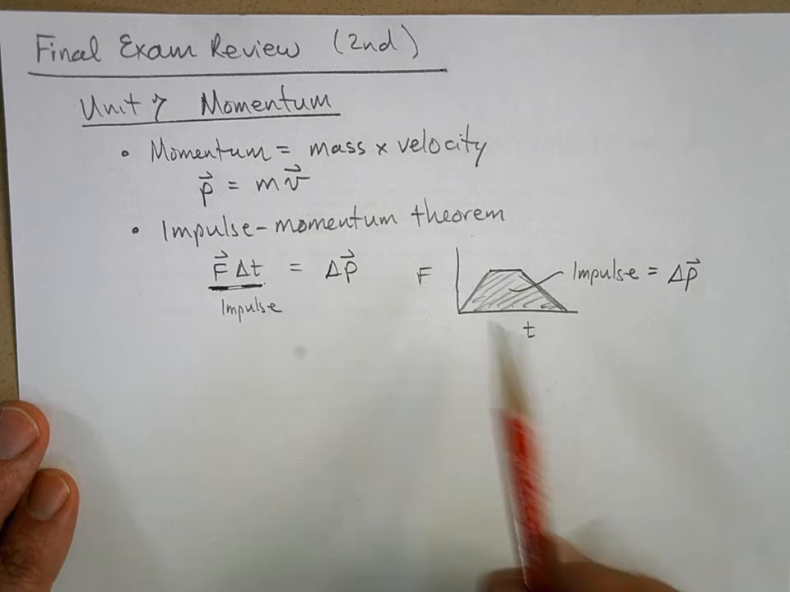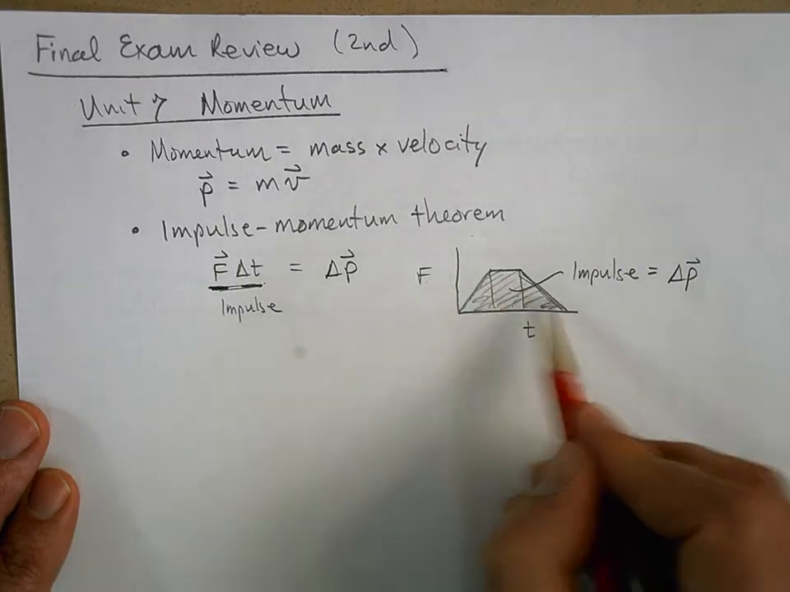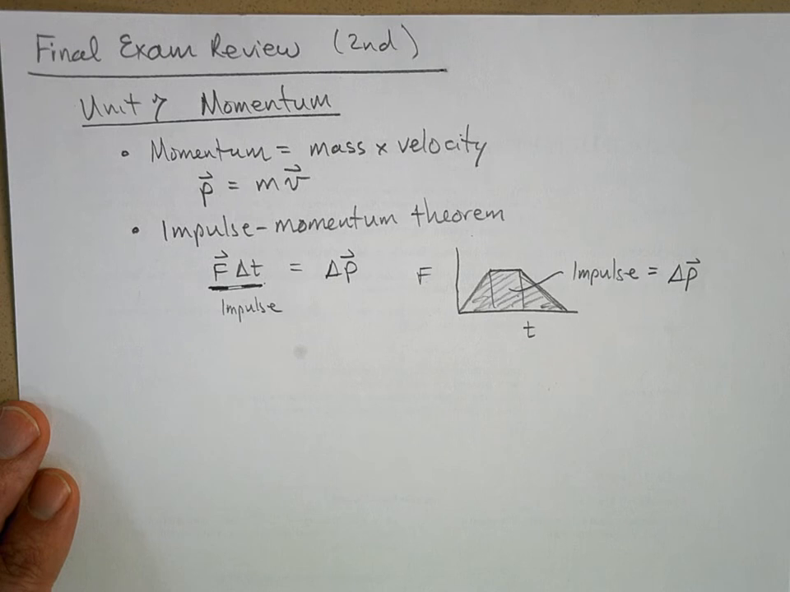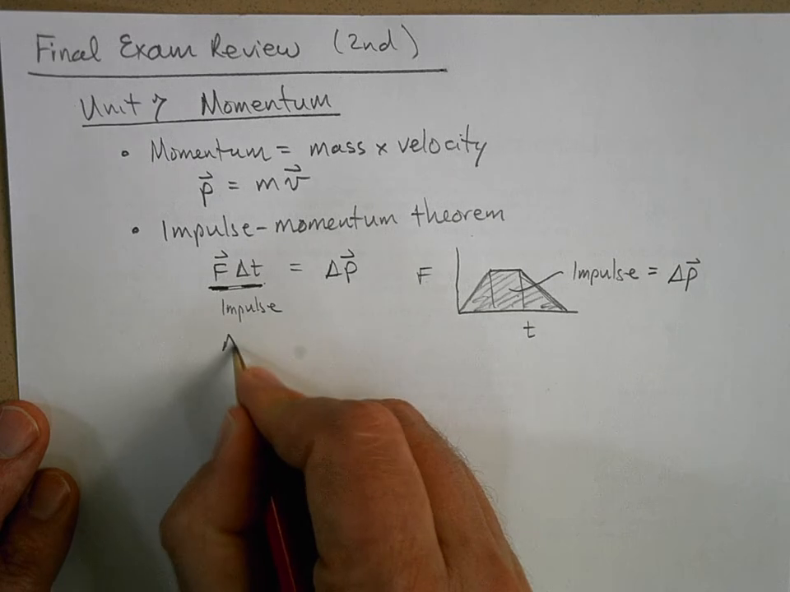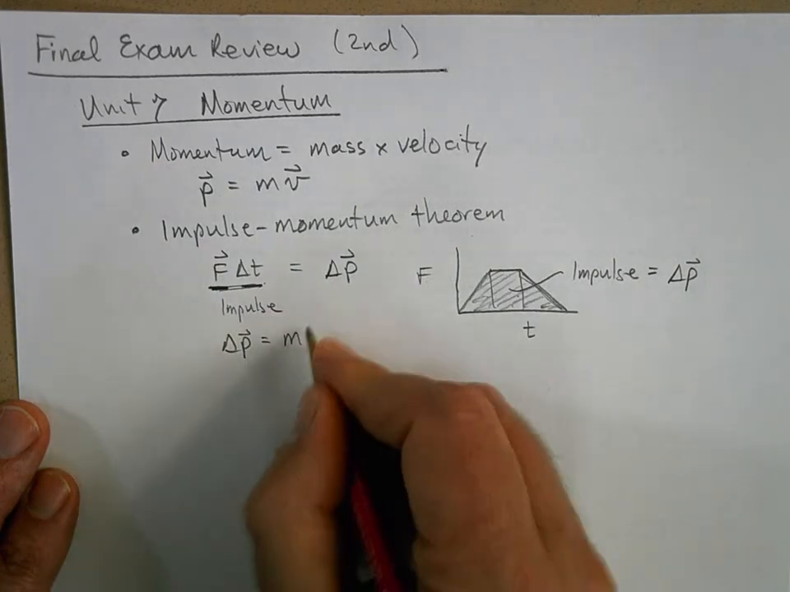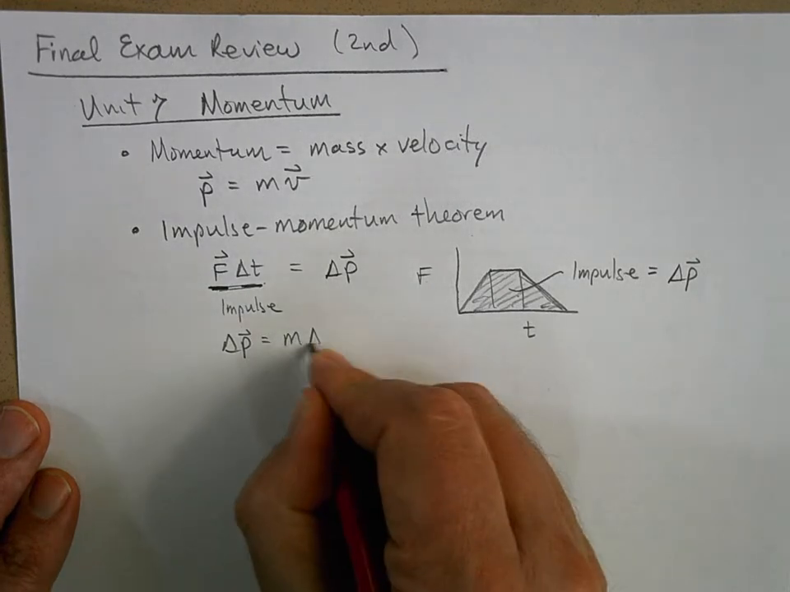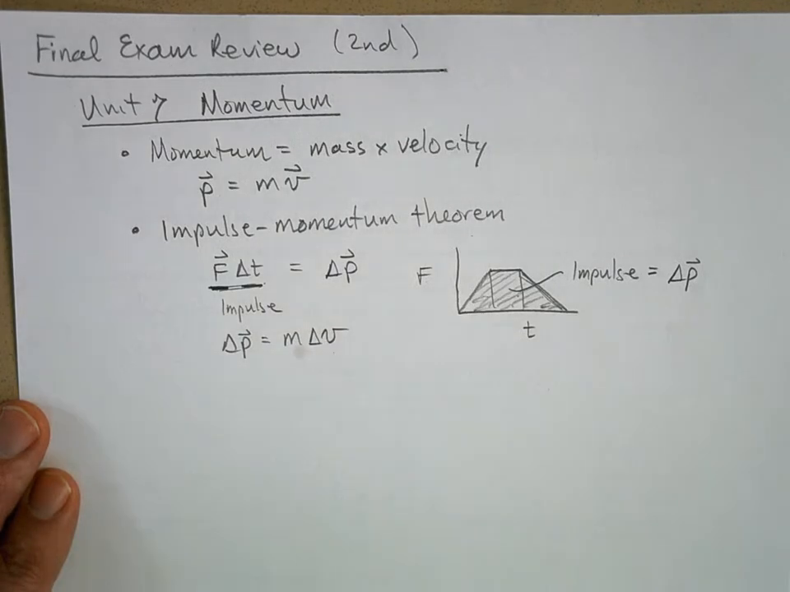So on the final, I could give you a little graph like this, and if you figure out the area underneath that graph, you've got the impulse. And if you've got the impulse, you can figure out what the change in momentum is. And usually, by the way, if you have a change in momentum of an object, the mass of the object will stay constant. I'm not going to give you a problem where the mass changes with time. So that's going to be mass times a change in velocity.